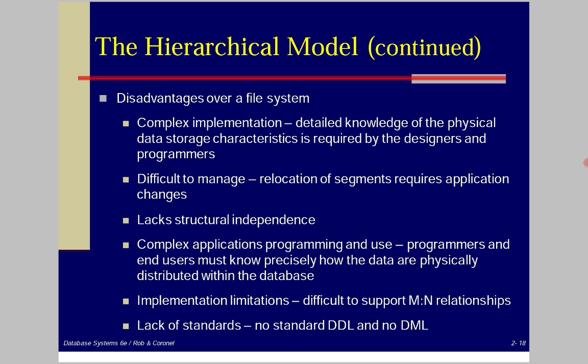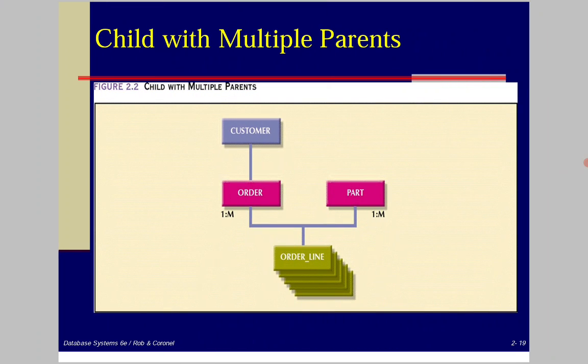Lacks structural independence, implementation limitations, and lack of standards. So, a child with multiple parents is not allowed. This is the example with a 1:m relationship. It shows customers who have ordered something, and parts also. So this is the simple example of the hierarchy model.